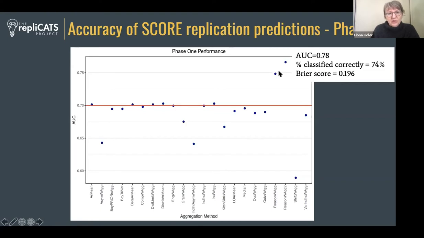Our best models were the ones that relied on our reasoning analysis. And I'll talk a little bit more about how we did that reasoning analysis in a moment. But basically, these two relied on that reasoning, weighted participants' judgments by how many independent reasons and justifications they gave for their quantitative judgments. And in that case, our AUC was 0.78 and our classification accuracy was around 74%. Another accuracy measure that we can look at here is Brier score, which is a proper scoring rule, and our Brier score here falls below 0.2.